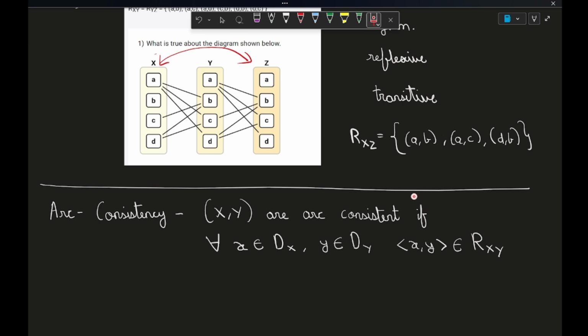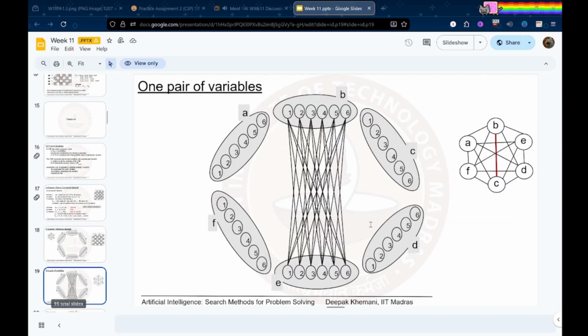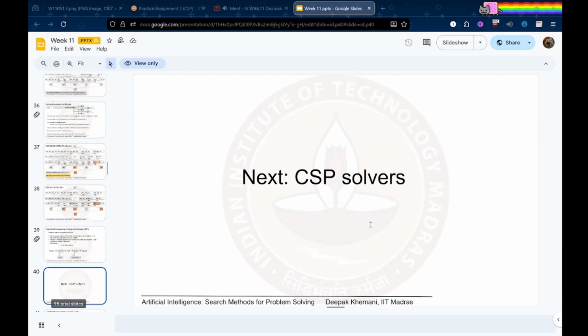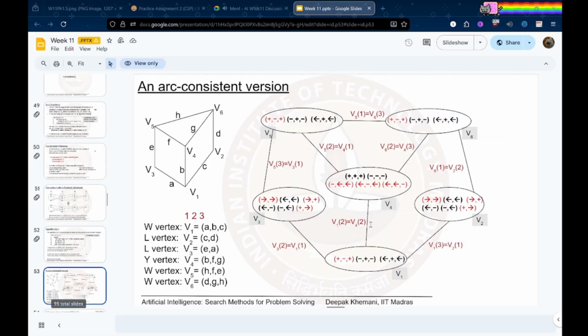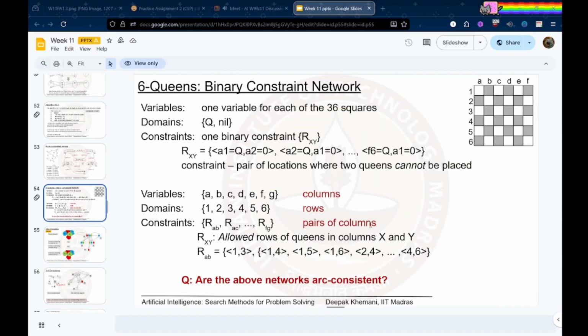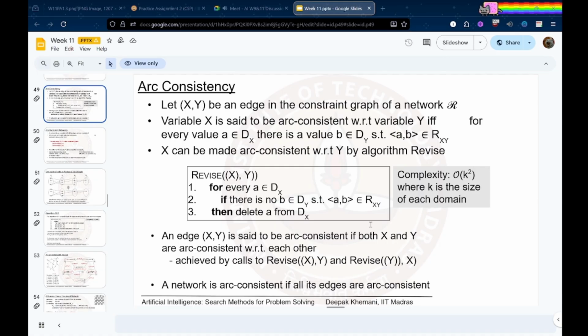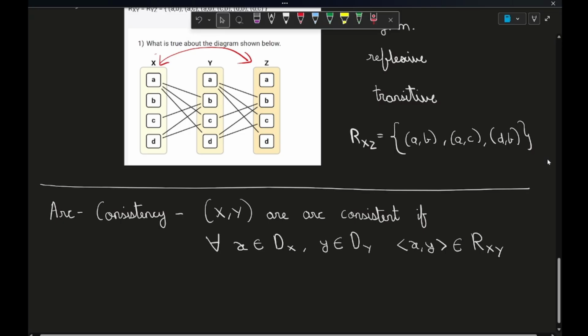Yeah, it exactly means that. Let me open the definition. I think I nailed that. Arc consistency. I think I skipped that accidentally. Yeah, this one. See, it's exactly what I've written. It's if and only if. Yeah, if and only if.